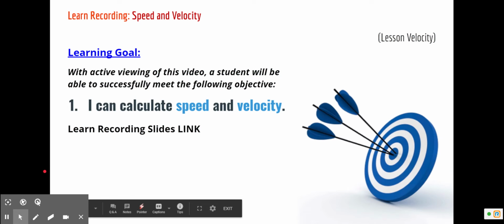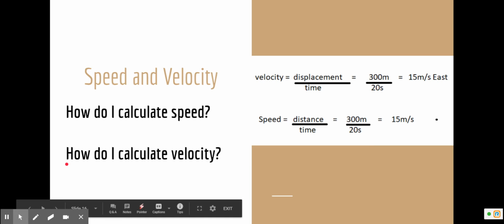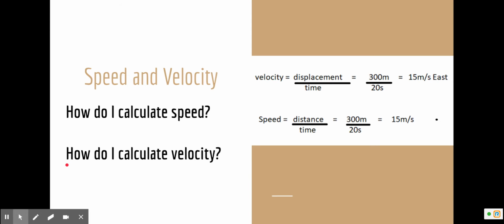This is a Learn recording for calculating speed and calculating velocity. Our learning goal is I can calculate speed and velocity. How do I calculate speed? How do I calculate velocity? That's the focus of this video. Let's take a look at that first question next.